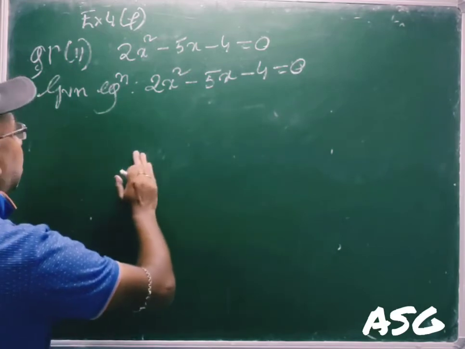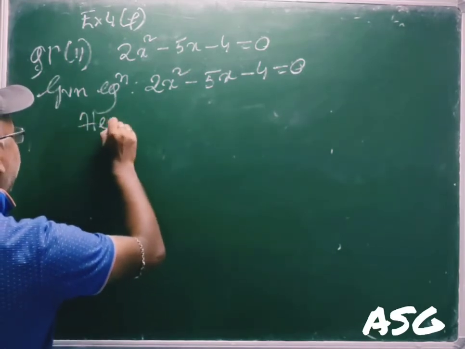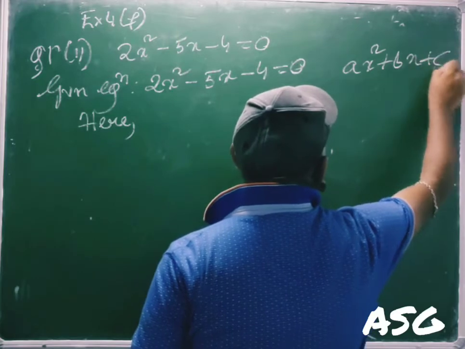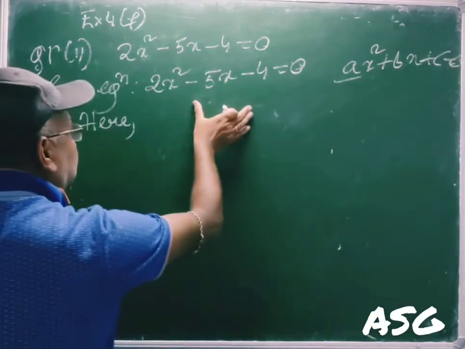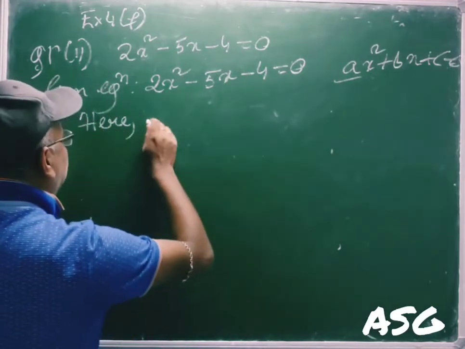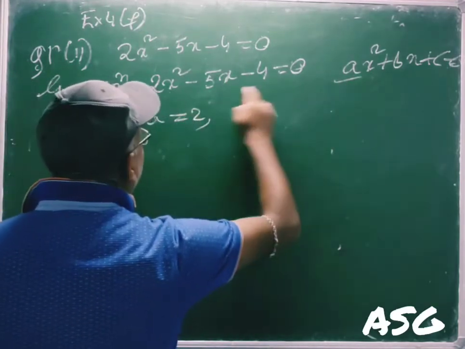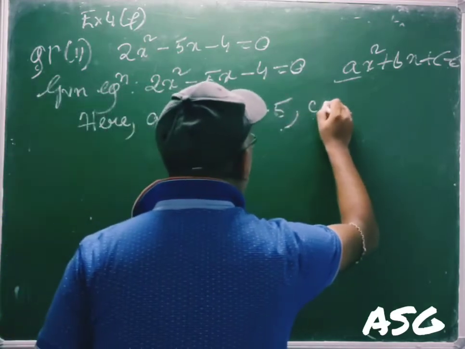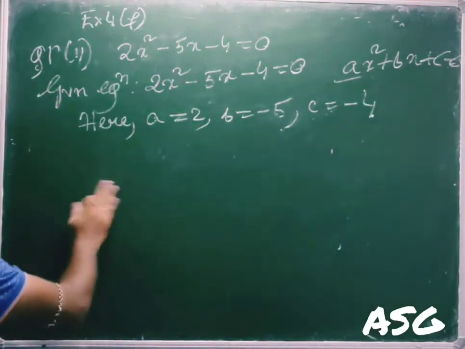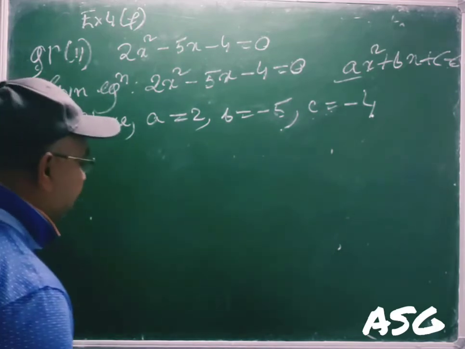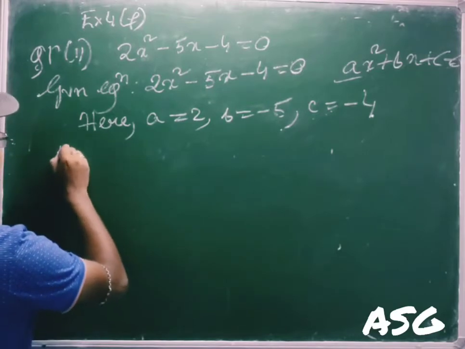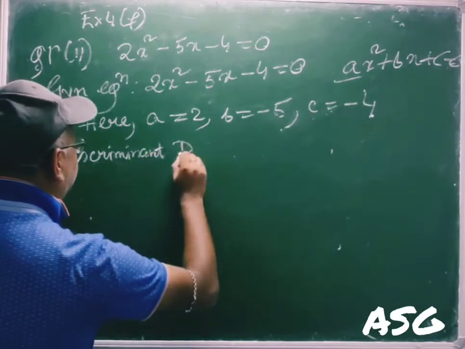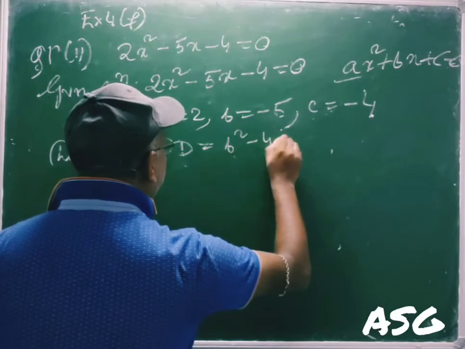Then if we compare with the general quadratic equation, ax square plus bx plus c equal to 0, first of all I have to bring it into this form and then compare. Here a is 2, here b is minus 5, so I'll write b equal to minus 5, and here c is minus 4. Very good. Now, they said to find the nature of the roots. To find the nature of the roots, always remember you have to find the discriminant, which is your d.